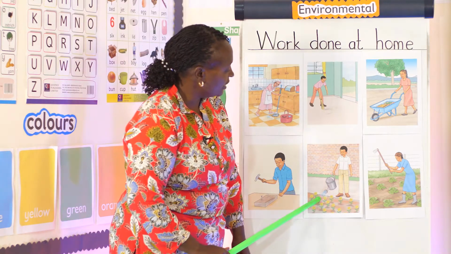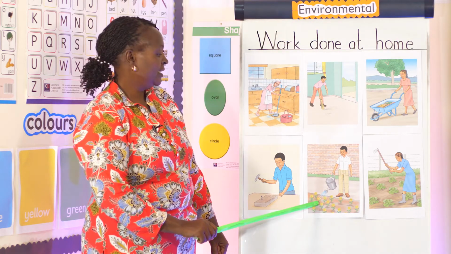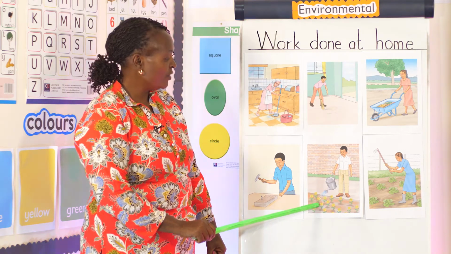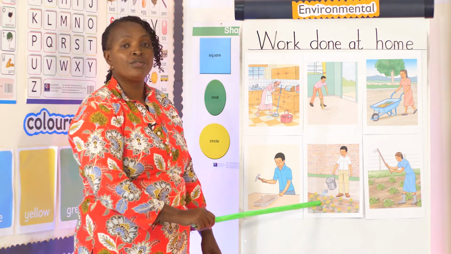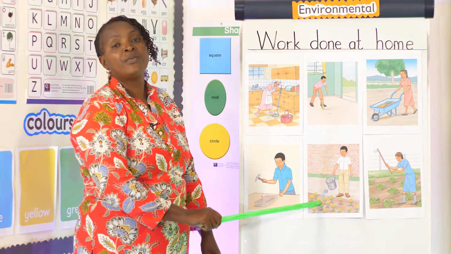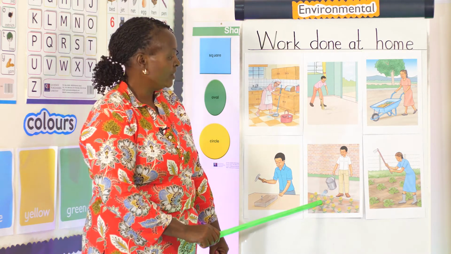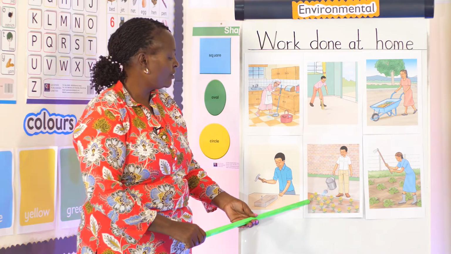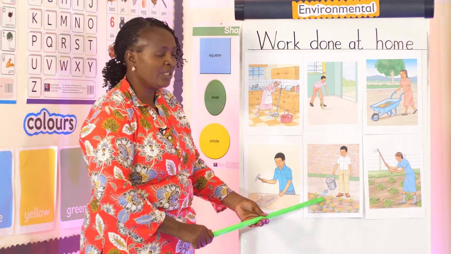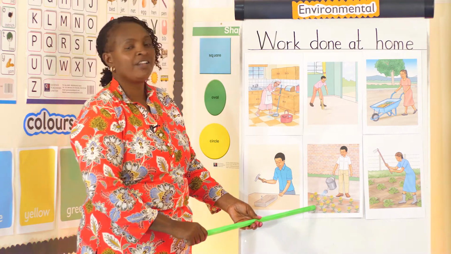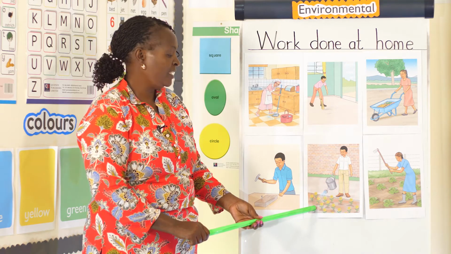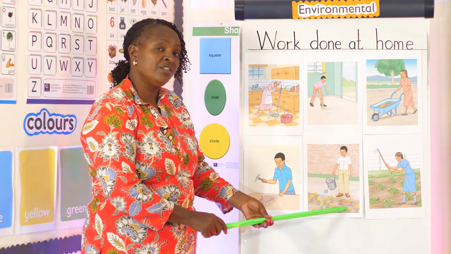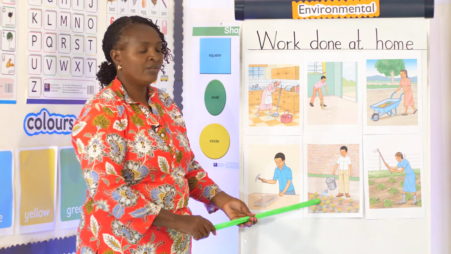In our next picture here, someone is working in the flower bed, in the compound, watering the flowers. Why? Because our compound and our home needs to look beautiful so that we feel good when we are staying at home. When we look at our environment around our house with these little flowers, they are looking beautiful. So what work is this man doing? He is watering the flowers so that they don't die. If we don't water the flowers, they will die, okay? And the way they are looking beautiful, they need that water, okay?